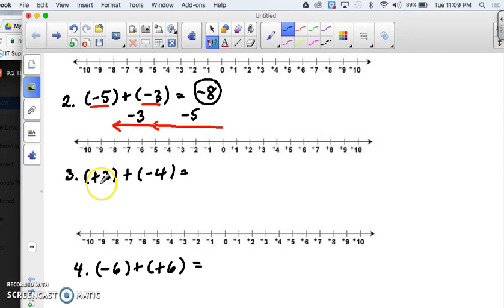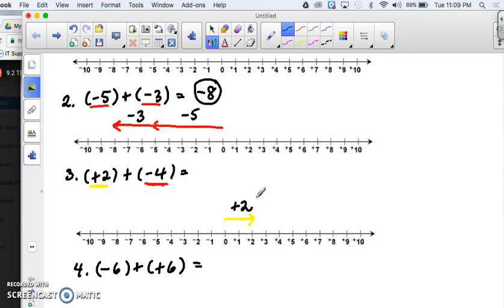Okay, so our first integer is +2, so we know positive integer is represented in yellow. Our next integer here is going to be -4, and I know that that's going to be represented with red. So I'm going to take +2 first. I'm going to start at 0, and I'm going to go to the right 2 places. And then in pencil, I'm going to label up above, we've got +2.